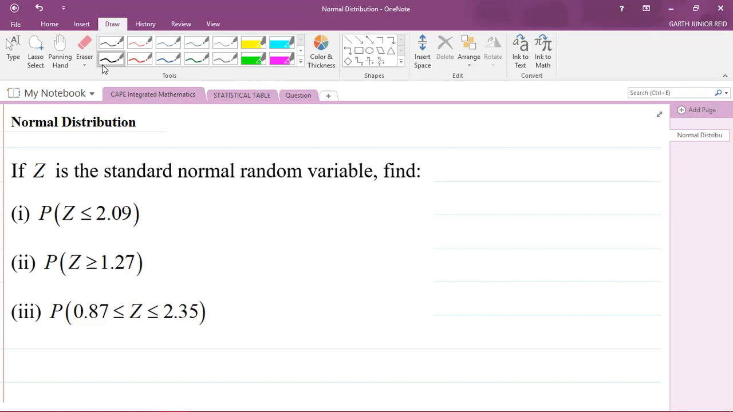Today we'll be looking at a normal distribution question in Module 2 of the Integrated Mathematics syllabus, that is statistics. The question says if Z is the standard normal random variable, we have to find some probabilities. When we deal with these types of questions, we will have to use a diagram just so that we can understand what is going on. I'm going to just draw a sketch of the diagram here.